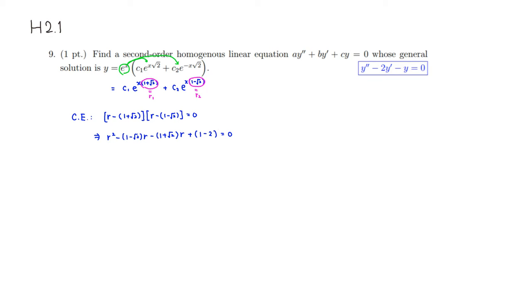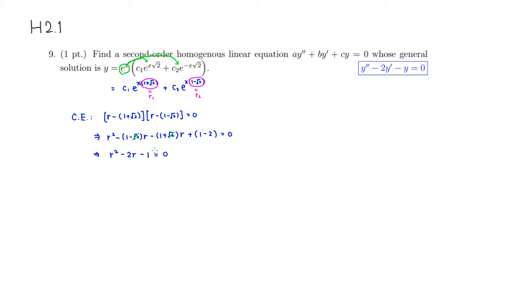Alright, then we just have to clean up a little bit. Let's see, so this is going to be positive square root of 2. Here's a negative square root of 2. So we can cancel those two guys. Right, then we have R squared. Right, here is negative 1 and here's another negative 1. So it's going to be a negative 2R. Right, so 1 minus 2 is minus 1, equal to 0.